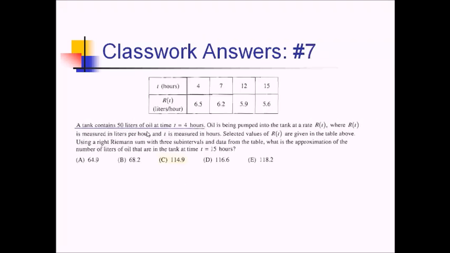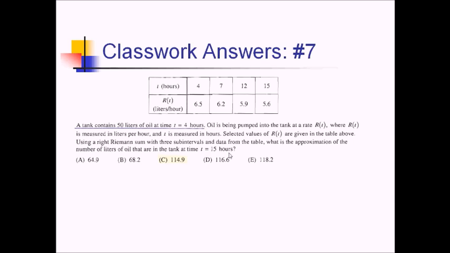For this one, we have a tank that contains 50 liters of oil at time 4. And then oil is being pumped in the tank at a rate of R of t, and R of t is measured in liters per hour. We've got some selected values of R of t shown in the table above. We want to use a right Riemann sum with 3 subintervals and data from the table to approximate the number of liters of oil that are in the tank at time t equals 15 hours.